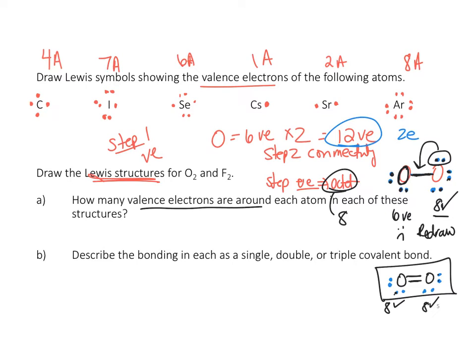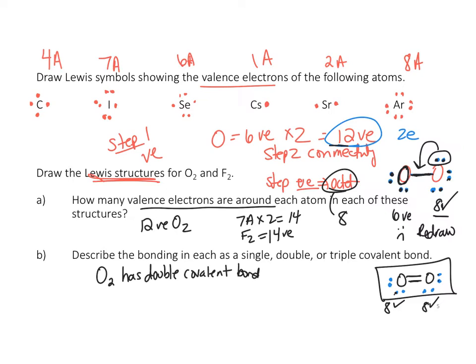Okay, so how many valence electrons are around each atom in these structures? So we've been doing that. So we did 12 valence electrons for oxygen. What about fluorine? Fluorine is group 7A, and there's 2 of them. So 2 times 7 is 14. So 14 valence electrons. Describe the bonding each as a single, double, or triple covalent bond. So oxygen has a double covalent bond. And you can say that in this structure you have 1, 2, 3, 4 lone pairs.